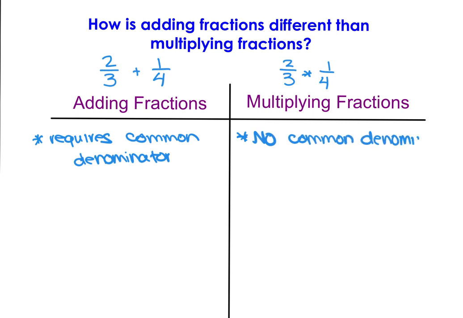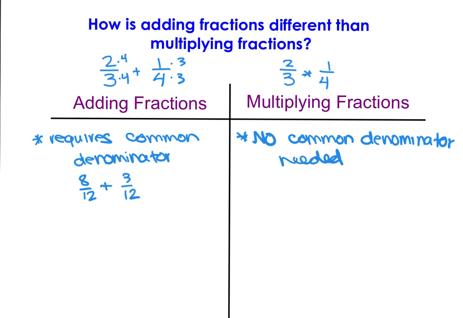So in the adding process, we're going to have to start by getting a common denominator, which in this case would be 12. So we would multiply this by 4, and we would get 8/12, plus we'd multiply this by 3, and we would get 3/12. So that would be our first step in adding fractions. But in multiplying fractions, we don't need that common denominator, so we don't need to take that step.